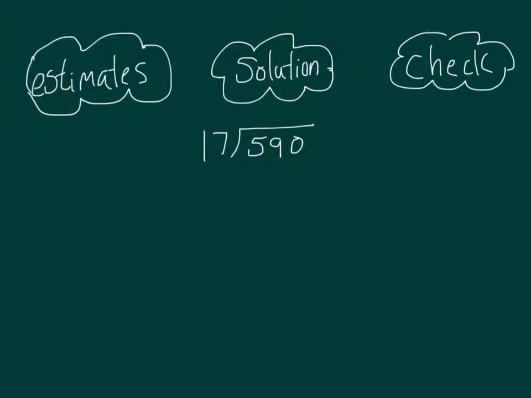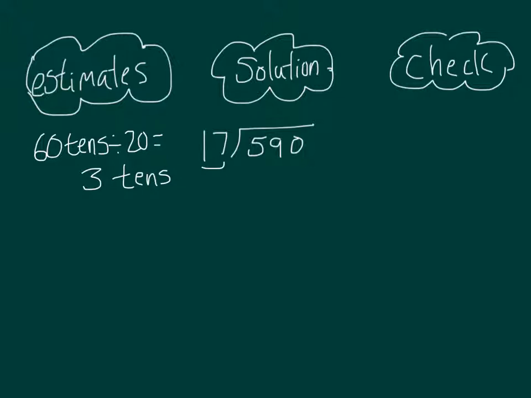So, instead of 590, let's think about it as 59 tens, because that's the same thing. If we estimate, we're going to round. So let's look at 60 tens, because we've rounded our 59 tens to 60 tens. And let's divide that by 20. We're going to round our 17 up to 20. And so 60 tens divided by 20 is equal to 3 tens.